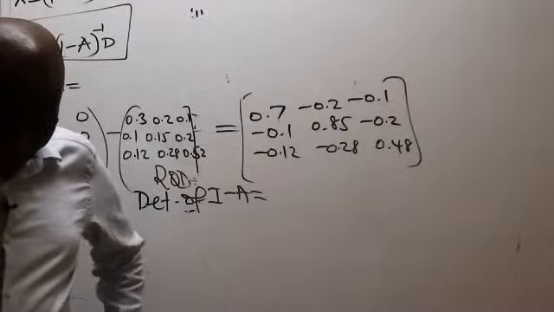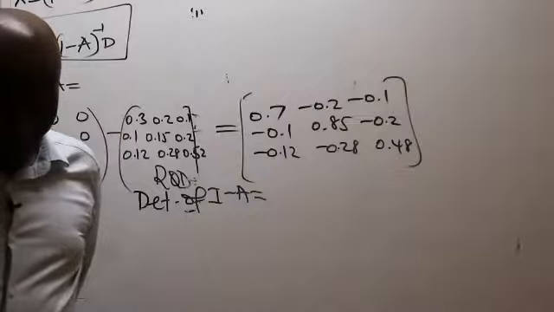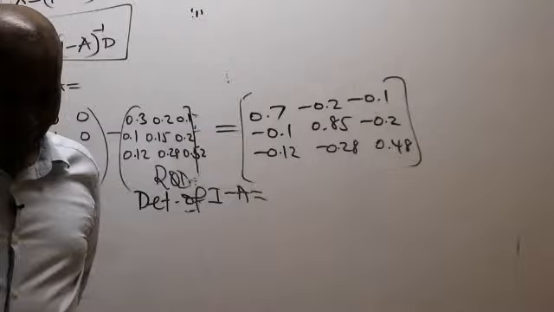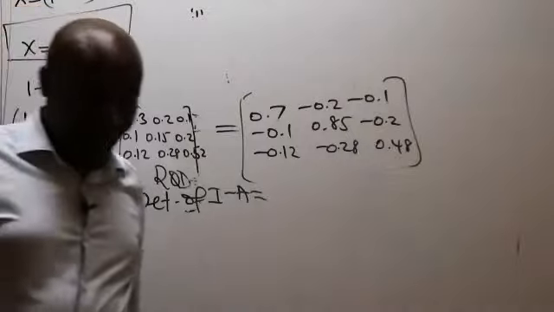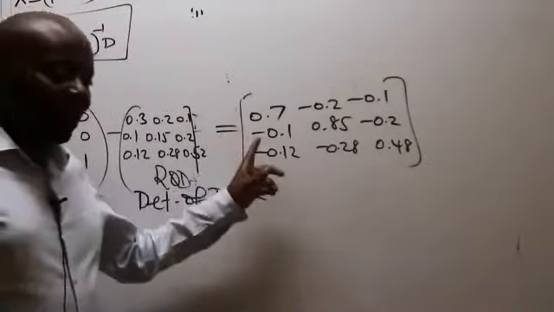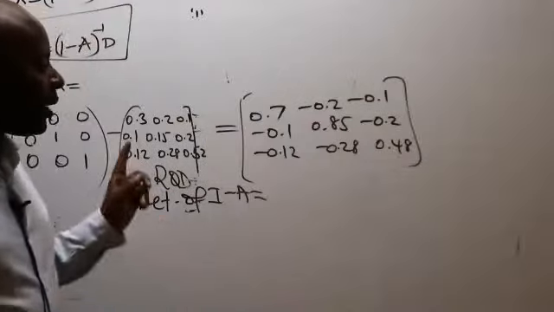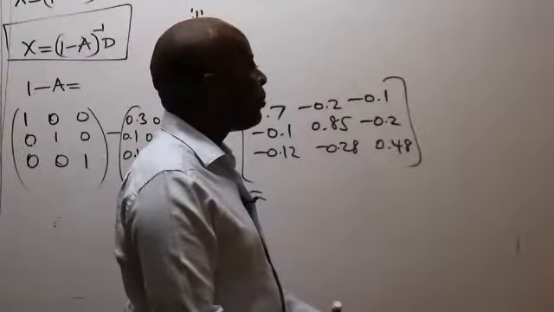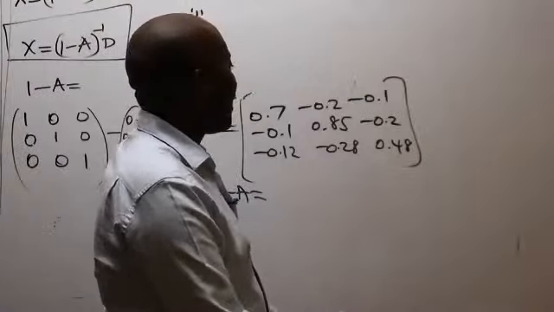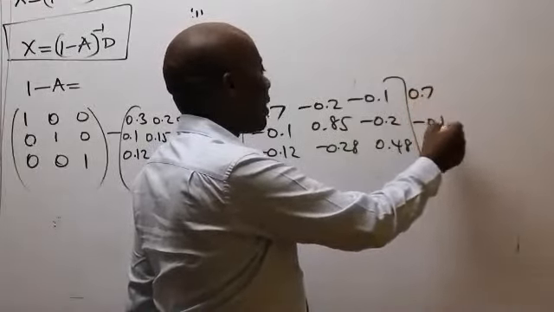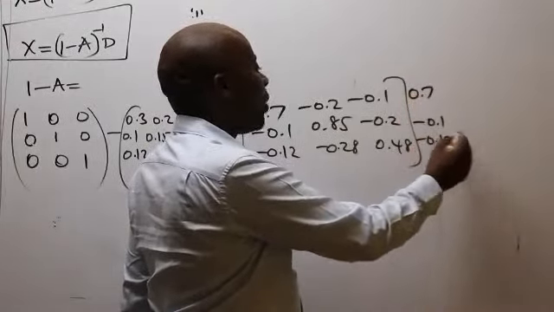Or are we all not seeing anything? So, ladies and gentlemen, help me. Isn't this the matrix of I minus A? For me to get the determinant, what I'm supposed to do is to come and duplicate the first two columns here. So we have 0.7, we have minus 0.1, we have minus 0.12.